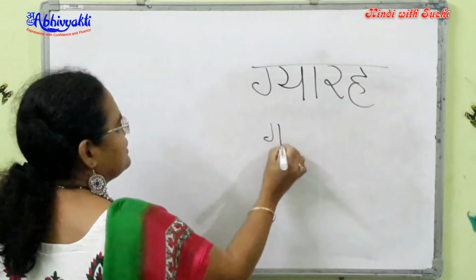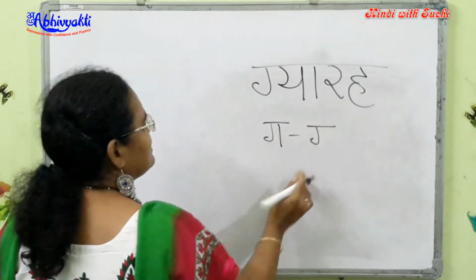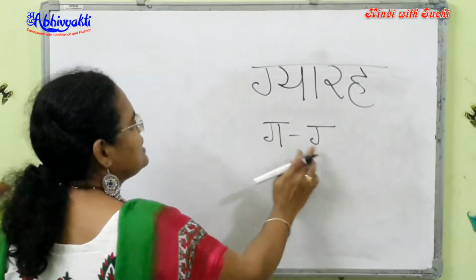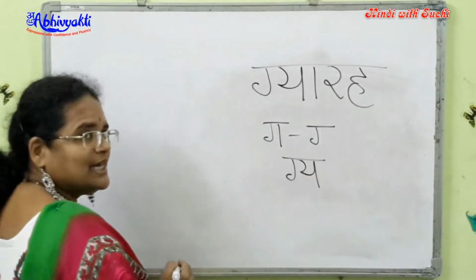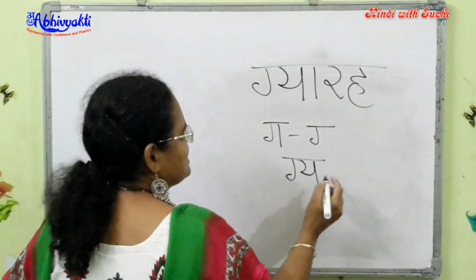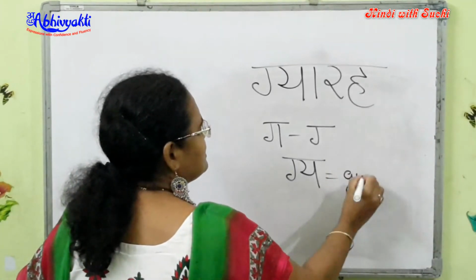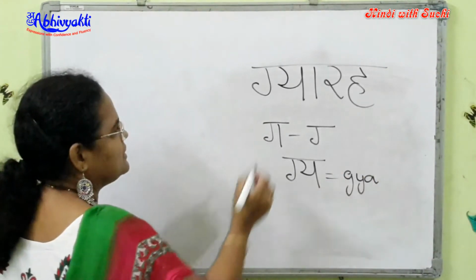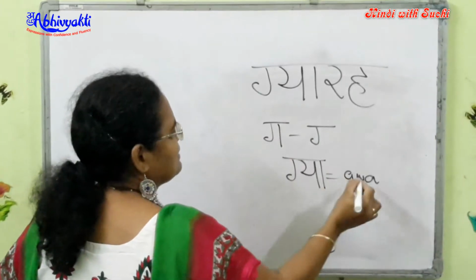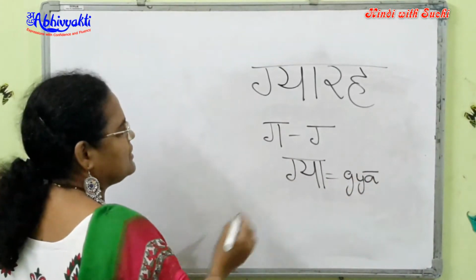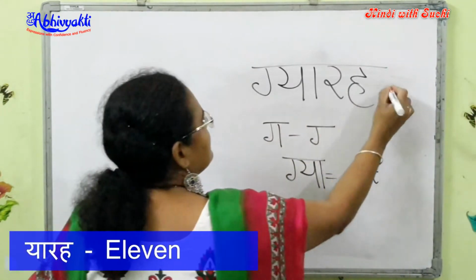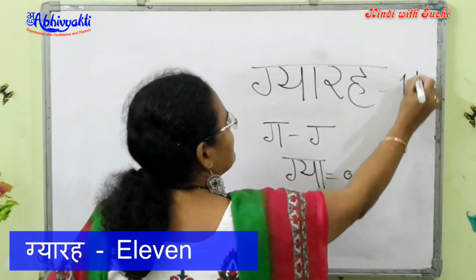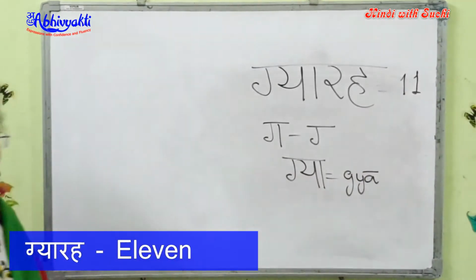Now I have the ga in the compound letter. So you just write ga without the stem. So now it is ready to join it with any other letter. Now I have the ga plus ya. So gya. If I add a aa matra, it becomes gya. Gyarah is number 11. Number 11 is called gyarah.